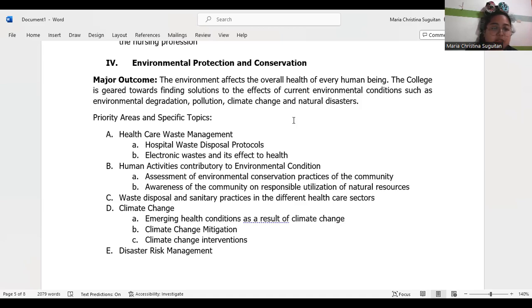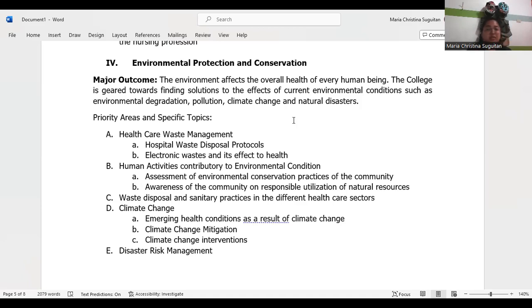So what are the priority areas and specific topics? We have healthcare waste management, which is the hospital waste disposal protocols, electronic waste and its effect to health. What else? Human activities contributory to environmental conditions like assessment of environmental conservation, practices of a community, awareness of the community on responsible utilization of natural resources. And then we have the waste disposal and sanitary practices in the different healthcare sectors, okay?